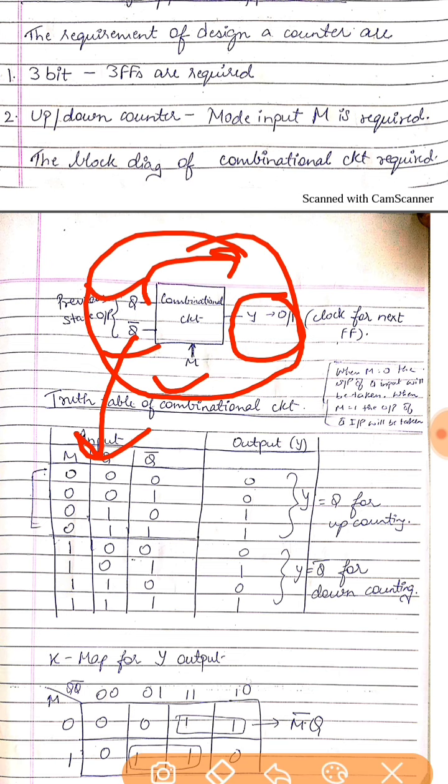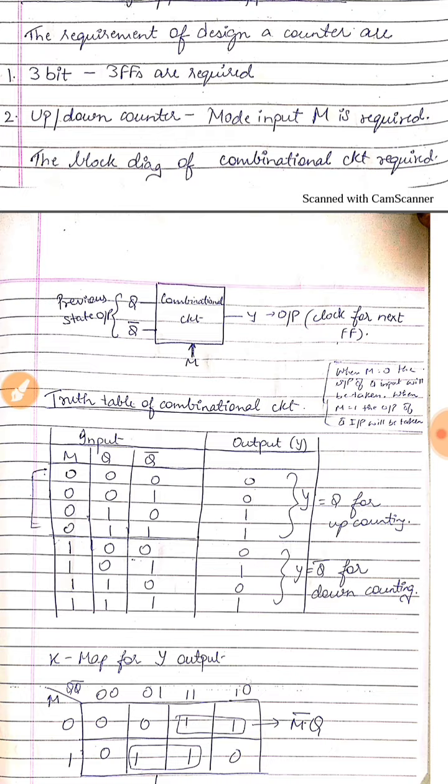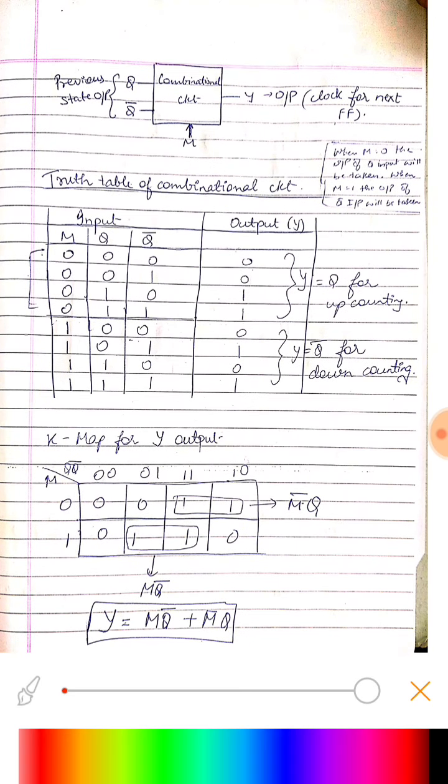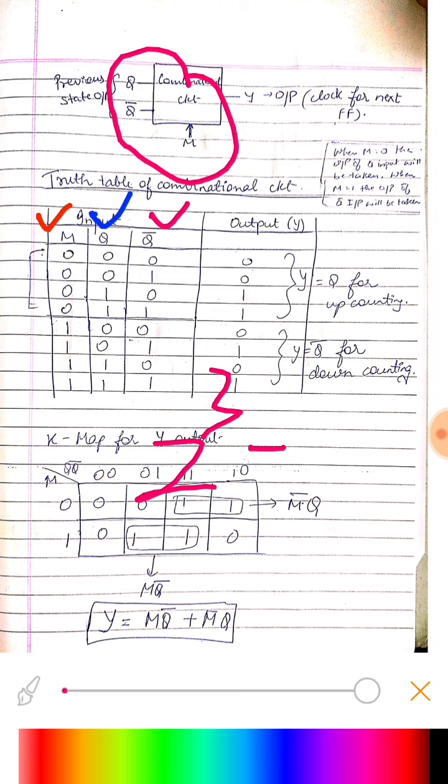So here we have tabulated a table. Since we have 3 inputs M, Q and Q bar in the circuit, we have 2 raised to power 3, that is 8 combinations. So we can have 8 combinations of these inputs M, Q and Q bar, and our output is Y.